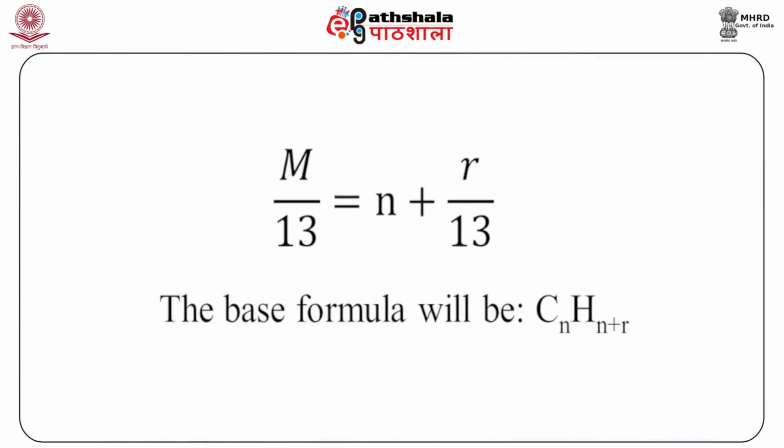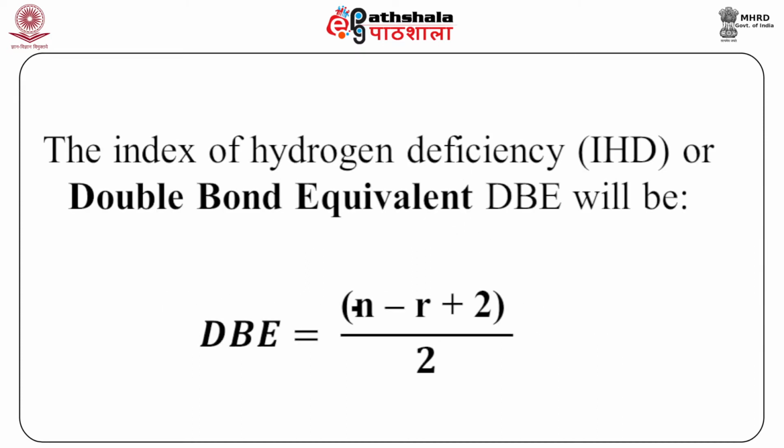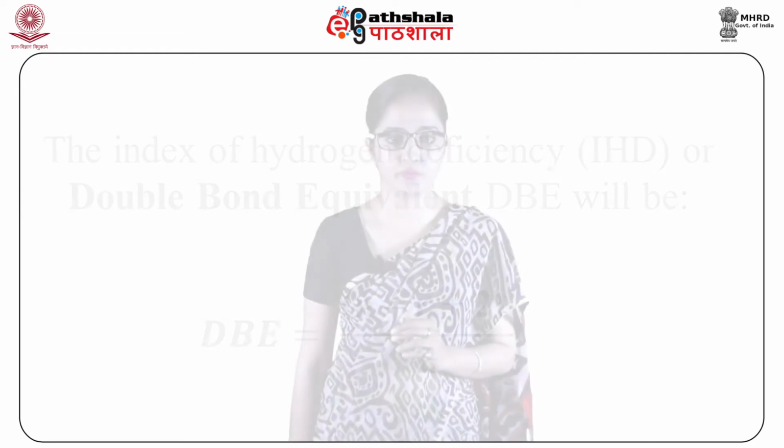Now when a molecular mass M plus is known, a base formula can be generated, which sums up the rule of 13, mathematically stated as M by 13 is equal to n plus r divided by 13. Now the base formula will be CnHn plus r. The index of hydrogen deficiency of this particular molecule, or double bond equivalence, will be (n minus r plus 2) divided by 2.